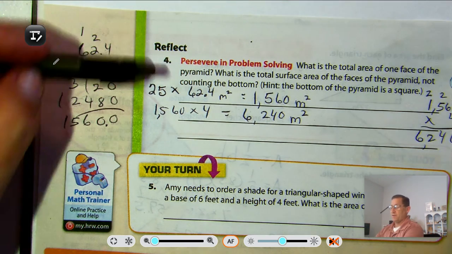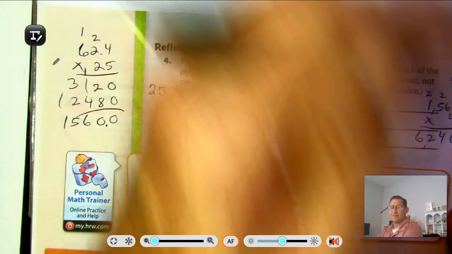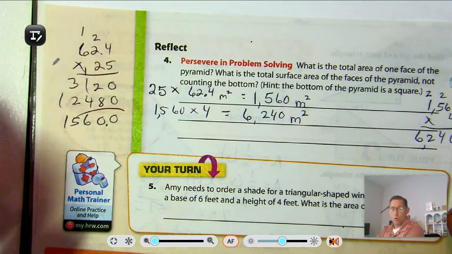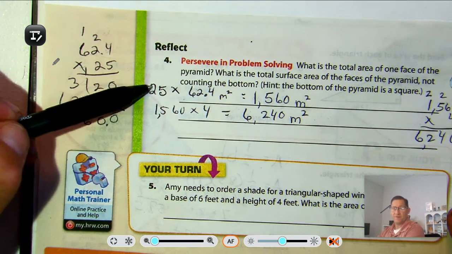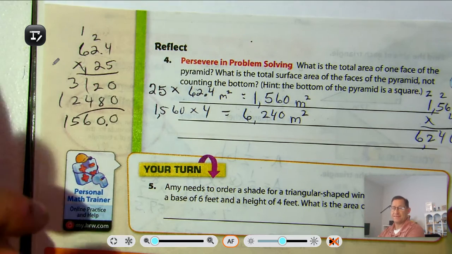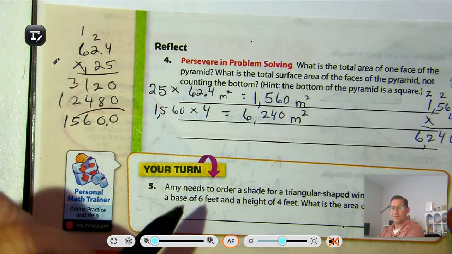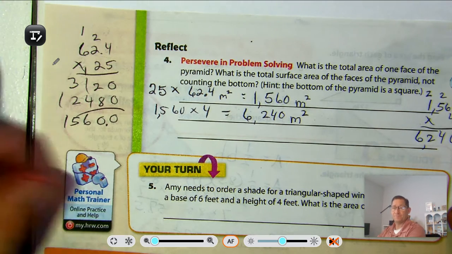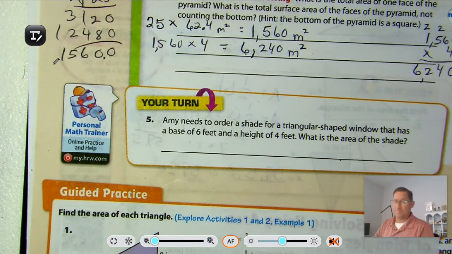So again, what did we do? We knew that there was 25 smaller equilateral triangles on every face of the pyramid. We know that the area of one triangle is 62 and 4/10. So we have to multiply that area by 25 to figure out the area of one face or one side of the pyramid, right? So that gives us 1560 for one side, but there's 4 sides in a pyramid because the base is a square. So 6,240 meters squared.